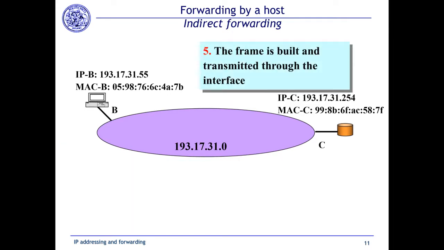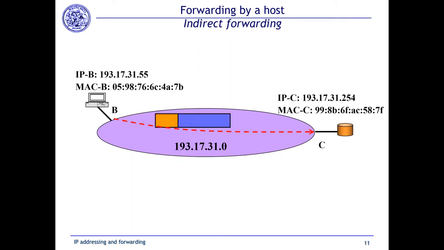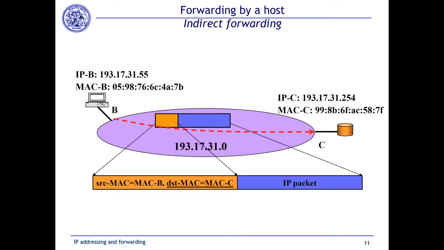So the packet is transmitted to C, and it is transmitted using a layer 2 frame. In the layer 2 frame you have the IP packet in the payload and the layer 2 header. In the layer 2 header you find the MAC address of B as source address, and as destination MAC address there is the MAC address of the interface of C.